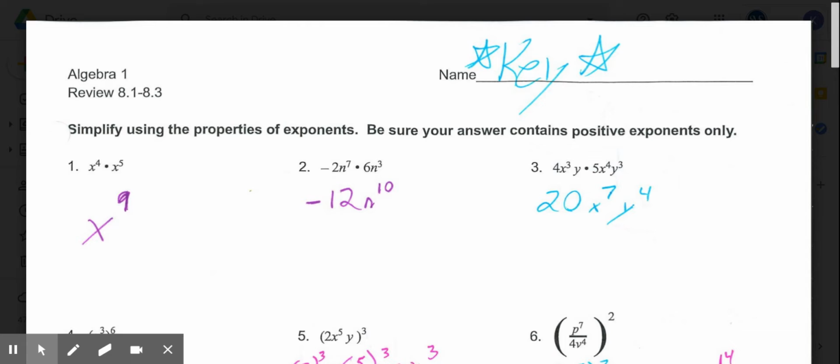And in 3, we need to multiply the coefficients out in front, so 4 times 5 is 20. X to the 3rd times x to the 4th gives us x to the 7th, and y to the 1st times y to the 3rd would give us y to the 4th.